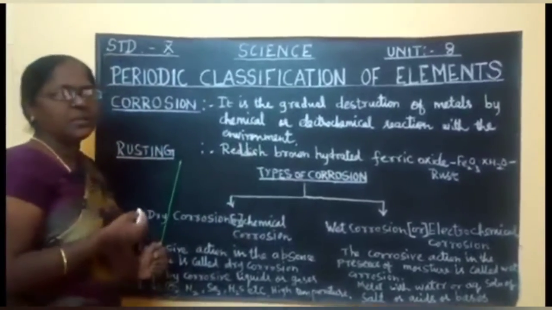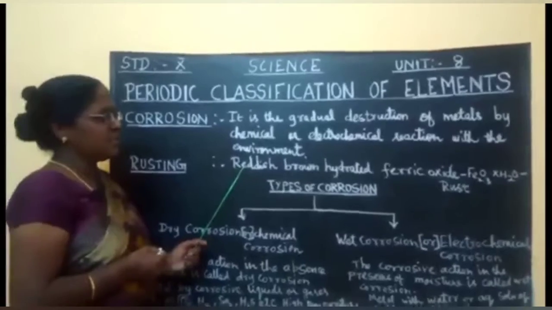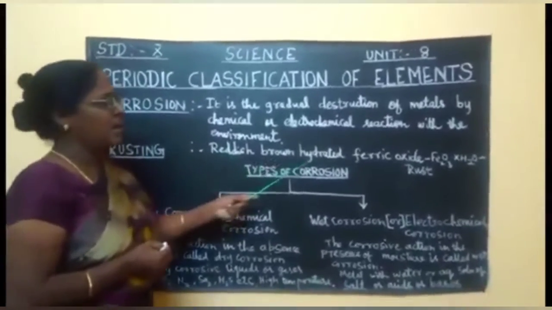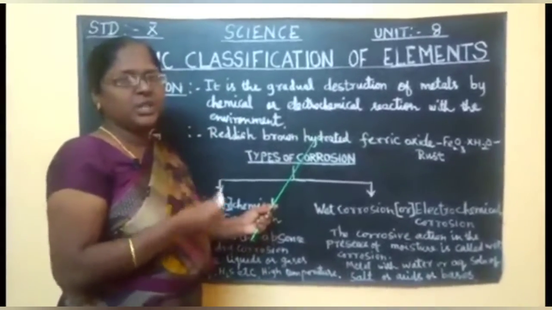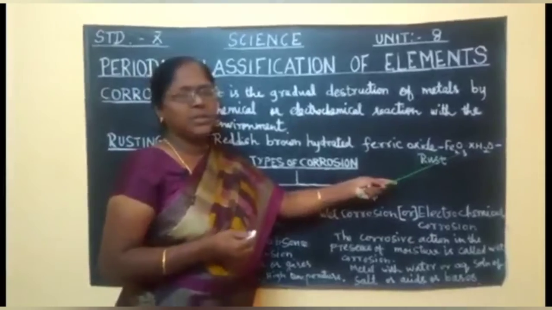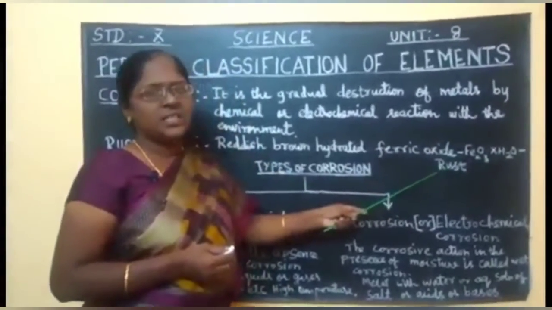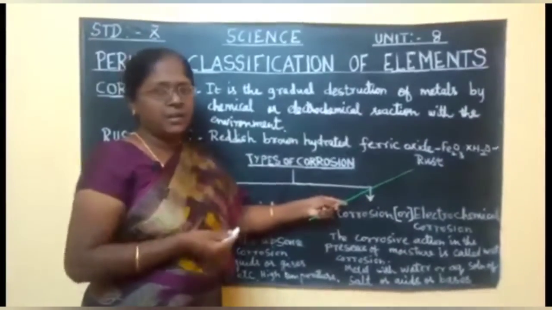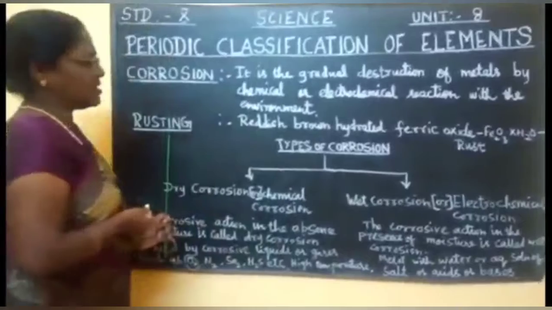Second one is what is meant by rust. It is a reddish brown hydrated ferric oxide. Hydrated means addition of water. So the formula is Fe2O3.xH2O. It is called as rust. The phenomenon of formation of rust is known as rusting.